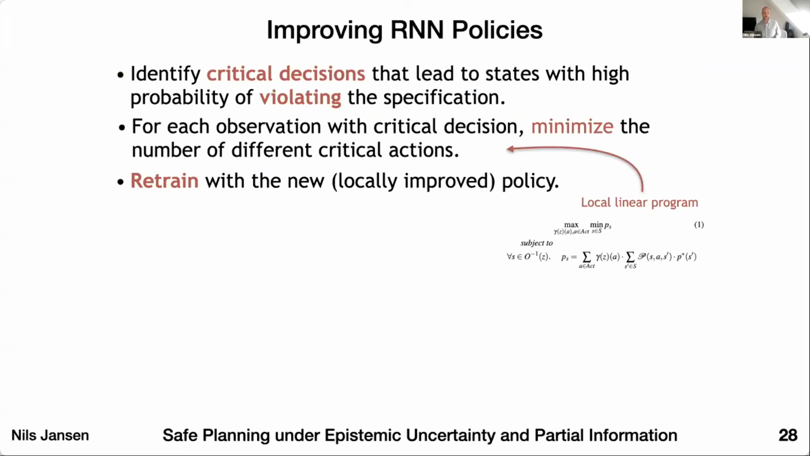So how do we improve these RNN policies? As I said before, we identify these critical states, and thereby also critical decisions, that lead to states with high probability of violating our spec. For each observation with such a critical decision, we minimize the number of different critical actions by solving a linear program. Just for this particular critical decision, it's a very small one. It doesn't guarantee anything global.